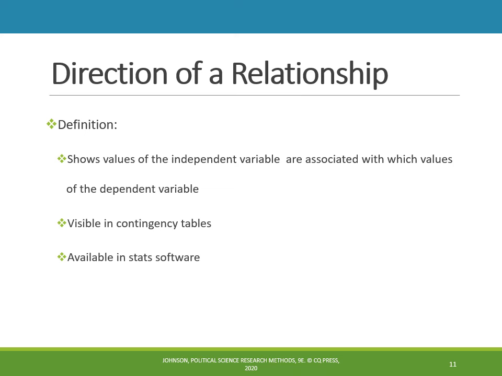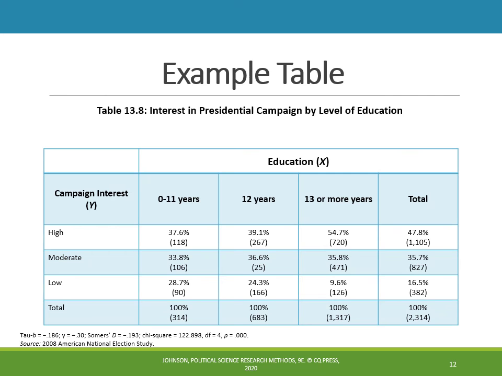So let's look at our table and see if we can interpret the direction of a relationship here. We are looking at years of education and interest in campaigns. Let's see if we can figure out the direction of the relationship. Looking at high interest in campaigns, we see that the group with the highest interest in the high group is the group that has 13 years of education or more.